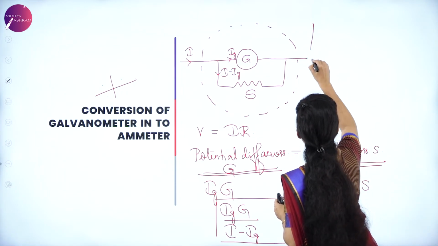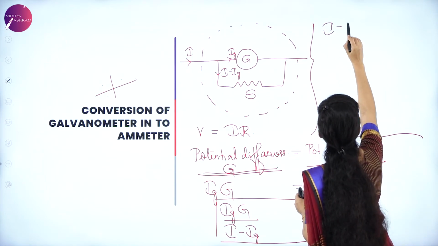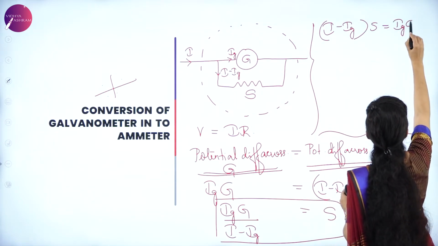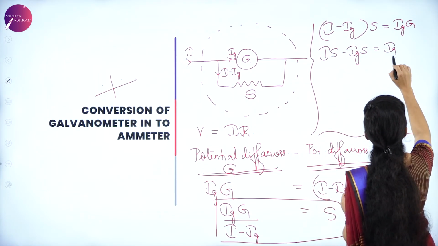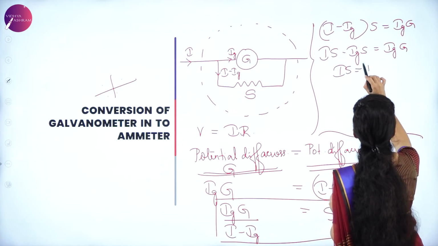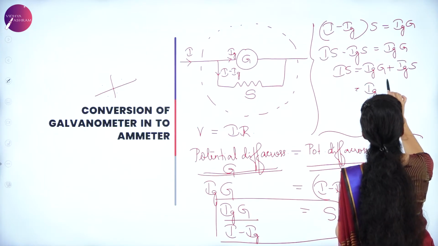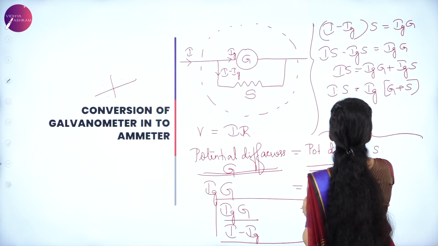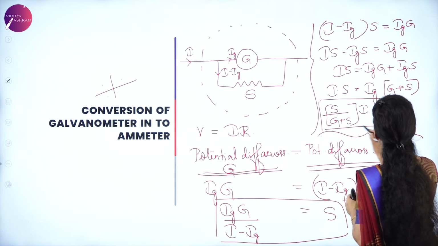So next your work is to just take up I minus Ig into S is equal to IgG. So I into S minus IgS is equal to IgG. Retain IS, take all Ig family to one side plus IgS. Take Ig as common, so you will have G plus S and you have I into S here. So now you will have S divided by G plus S into I, which is equal to Ig. So having this is the final answer.